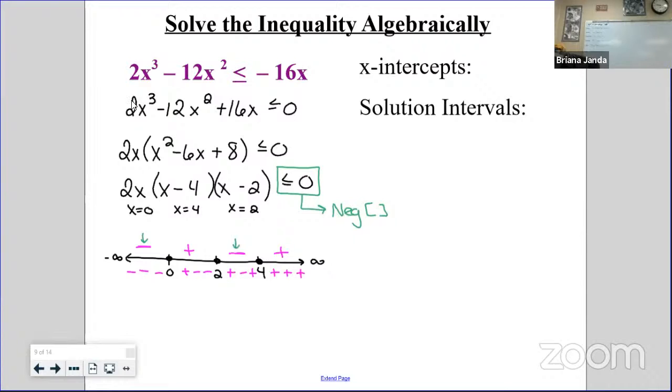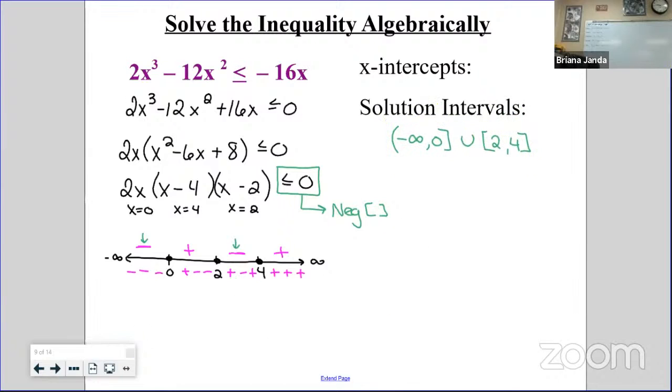So as I go to write my solution intervals from negative infinity up to 0, I'm supposed to bracket, but can I bracket an infinity? No. So I will put a parentheses there when I write my interval. We will union if there's more than 1. I do have another one that was negative numbers, and that is from 2 to 4. That is our solution intervals.